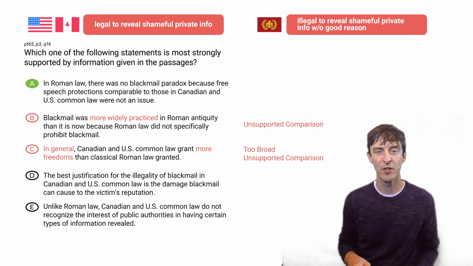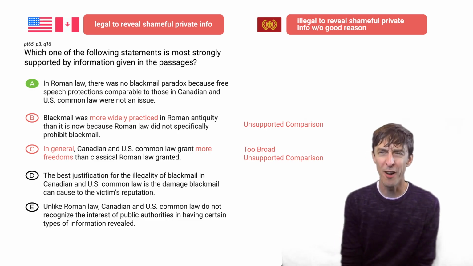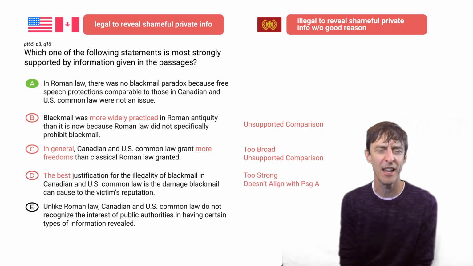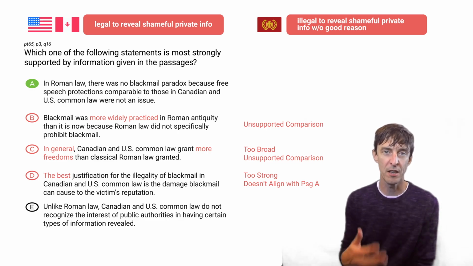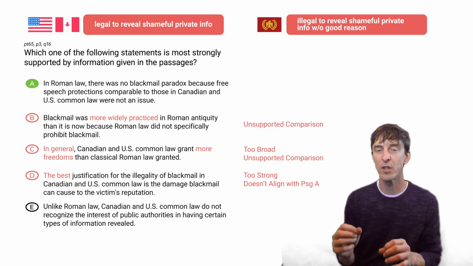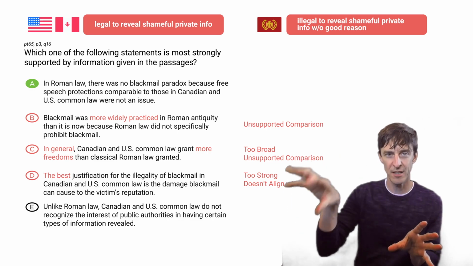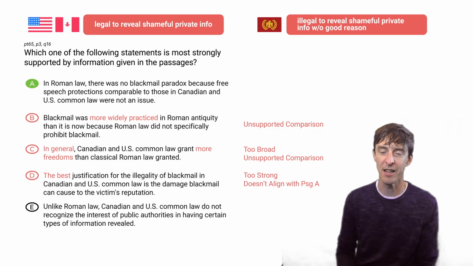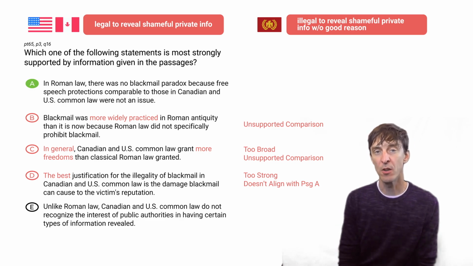Choice D should look suspicious to us when we see that strong word, the best justification. Was our author ranking different justifications? Here are my top 5 justifications for the illegality of blackmail. Not to mention, we know that the one the author of Passage A espouses is that the way you justify blackmail is that triangular thing, that you're using the state's enforcement power as your leverage. D doesn't sound anything like that, so it doesn't align with Passage A to begin with, let alone it's too strongly worded. Choice E is also too strong.